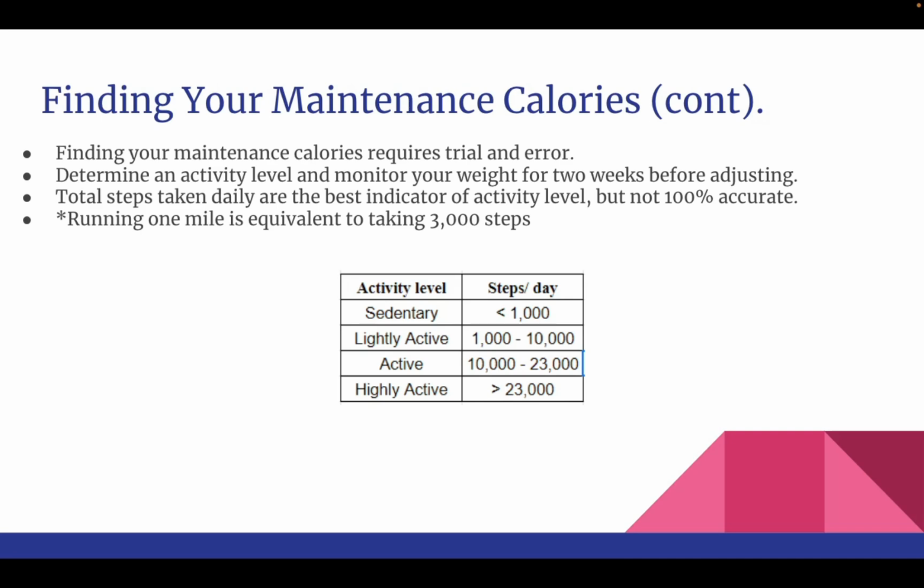So again, like I said, it takes a considerable amount of trial and error. But a good rule of thumb is these steps. Furthermore, if you guys are runners or you like running, you burn approximately a minimum of 100 calories per mile every time you run. The average person walks about 2,000 steps in 1 mile. However, I will say that running 1 mile is equivalent to taking about 3,000 steps.